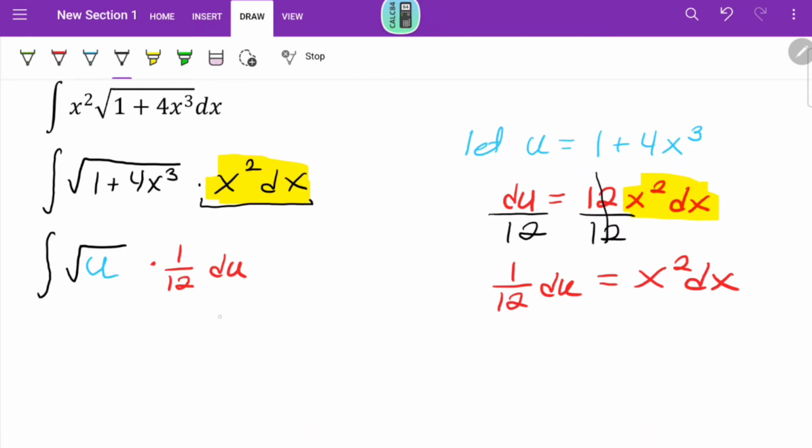You can move the 1/12 to the outside because it's just a coefficient. So 1/12 integral. I'm going to rewrite this as u to the power of 1/2 du. And then take my antiderivative. Add 1 to the power, divide that by 1/2 plus 1.